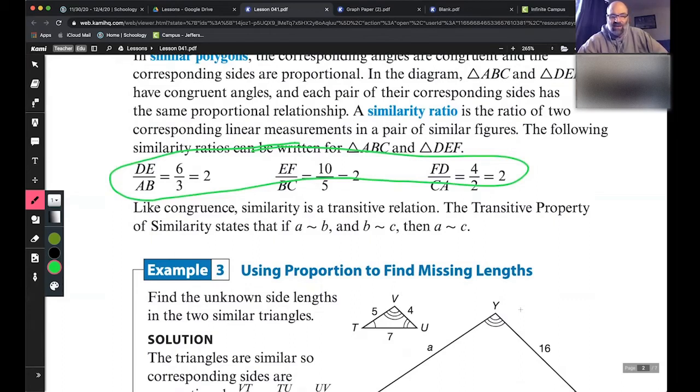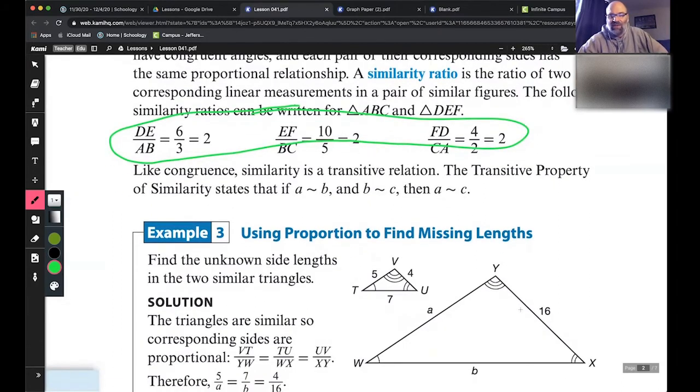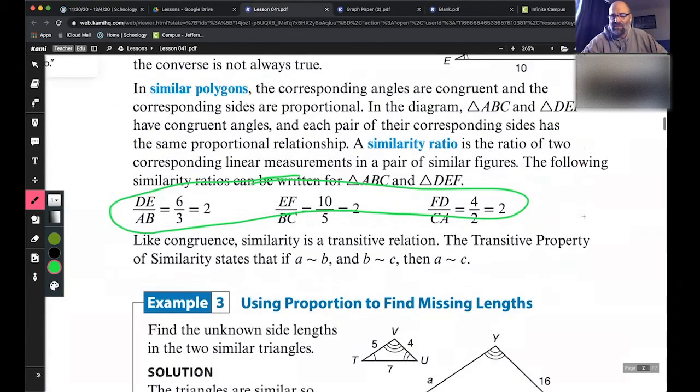Like congruence, similarity is a transitive relationship. Remember the transitive property: if A is equal to B and B is equal to C, then A equals C. If the first thing is congruent to the second, and the second is congruent to the third, then the first has to be congruent to the third. Similarity works the same way. If A is similar to B and B is similar to C, then A has to be similar to C.